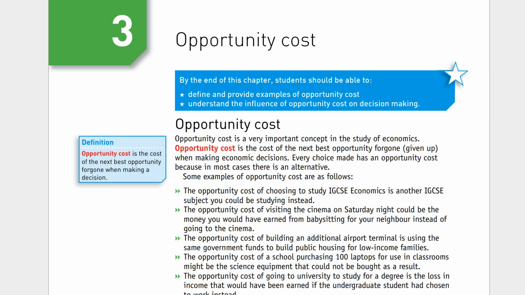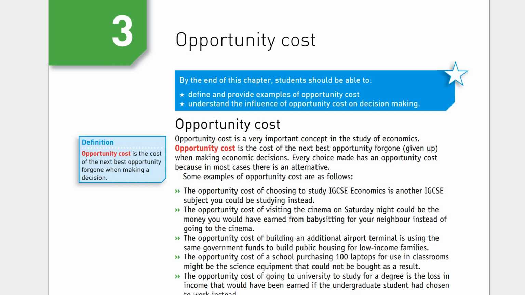Now, firstly, we will try to go through the definition of opportunity cost. Opportunity cost is defined as the next best alternative or the cost of the next best opportunity foregone when making a decision. This is when you're giving up one option for the other because you have to make a choice. Remember, we know that our resources are limited, but our wants are unlimited. Therefore, we have to make choices, and opportunity cost is the choice that we gave up in order to pick another decision.